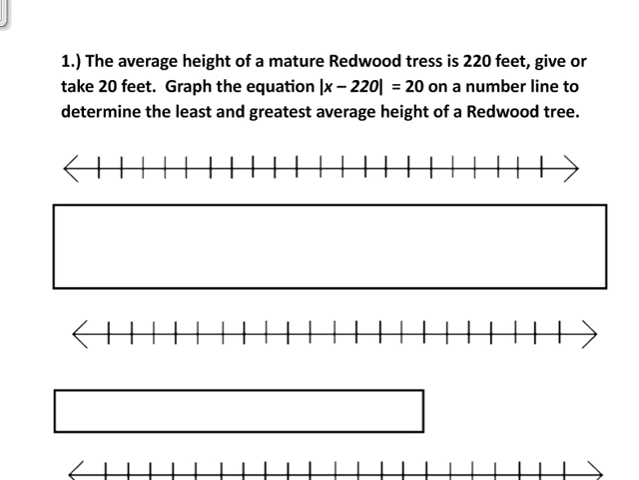The average height of a mature redwood tree is 220 feet, give or take 20 feet. Graph the equation, the absolute value of x minus 220 equals 20, on a number line to determine the least and the greatest average height of a redwood tree.